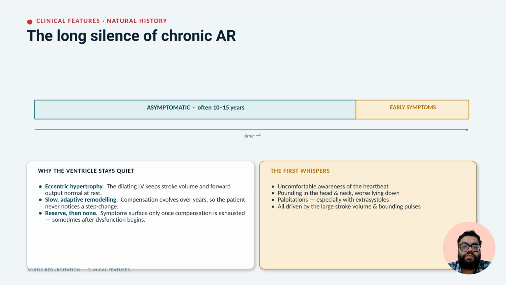So, what are the first whispers in the gold box? Not breathlessness, interestingly, but an uncomfortable awareness of the heartbeat, pounding in the head and neck that is worse lying flat, and palpitations that jump with every ectopic beat. These are not heart failure, they are simply the large stroke volume and those bounding pulses being felt. Reassure about the mechanism but mark the calendar, the silence is ending.